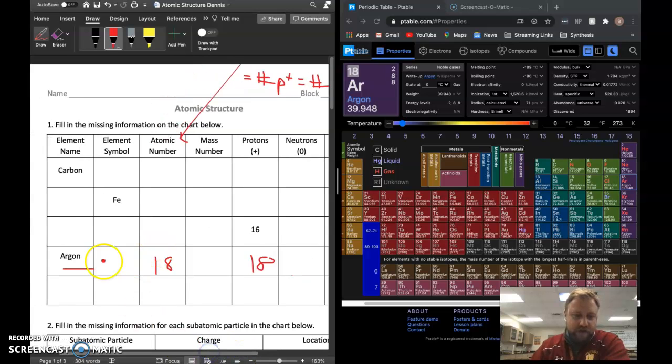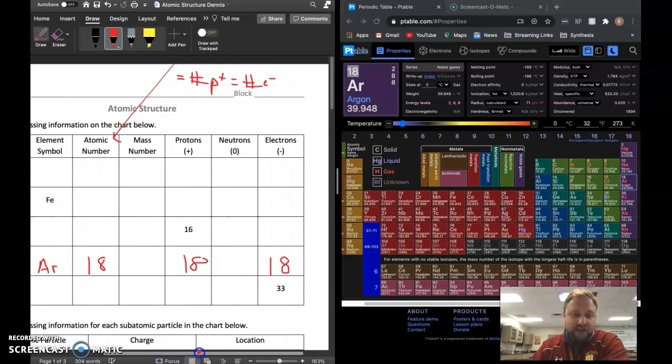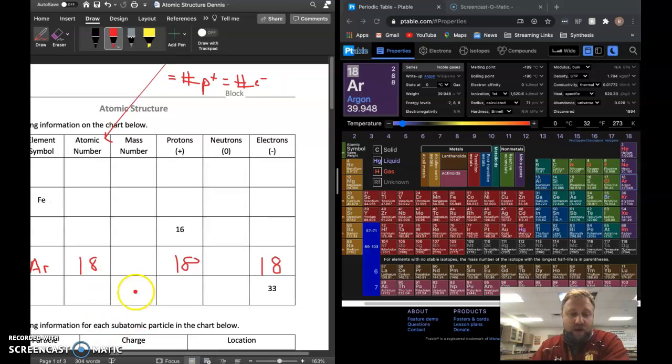All right, so we have argon. Oh yeah, we need the symbol for that. Argon's just A with a lowercase r. Make sure that's lowercase, because if you uppercase it, that is something totally different. So we got argon, atomic number 18. Now all we have left is our mass number and number of neutrons.